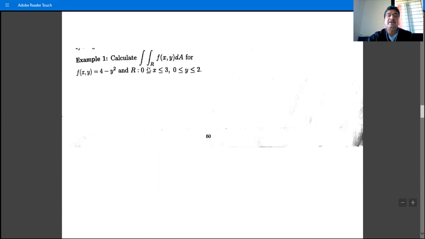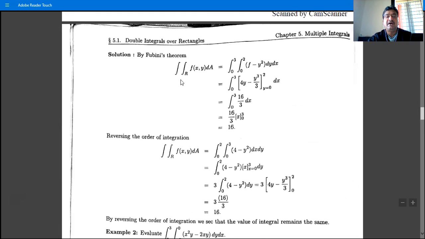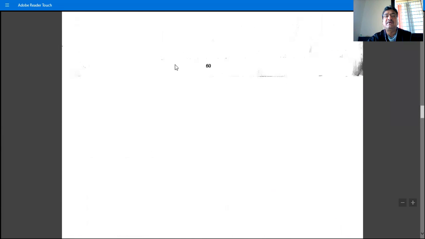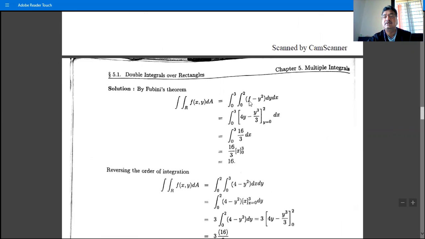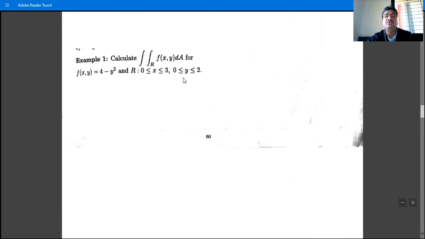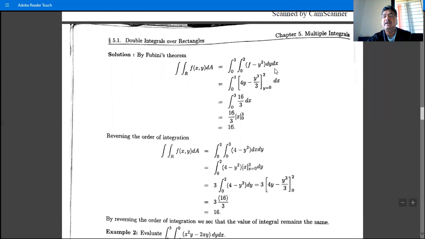So, next problem: calculate the double integration over R of f(x,y) dA, for f(x,y) equal to 4 minus y square, where x runs from 0 to 3 and y runs from 0 to 2. So the double integration over R of f(x,y) dA is equal to the integration from 0 to 3, 0 to 2, of 4 minus y square. Write 4 minus y square instead of f, and then the limit 0 to 2 is on y, so write dy.